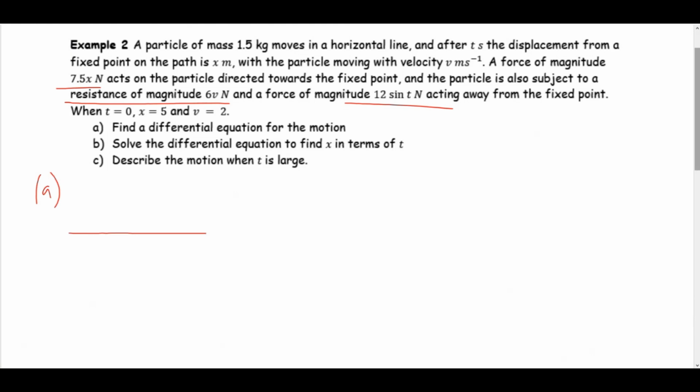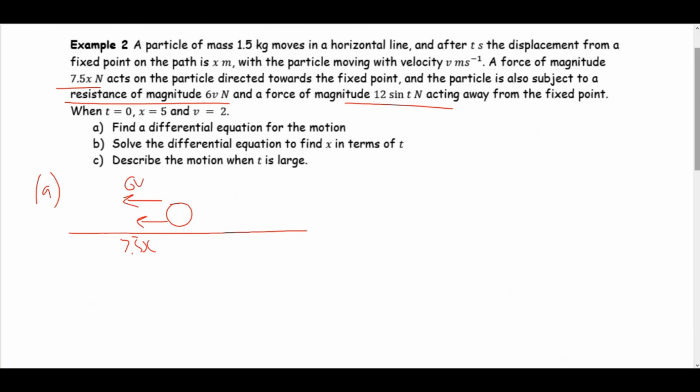So here is my situation. I have got my particle. The forces acting on it are as follows. So let's assume that it's to the right of the initial point of its displacement from some fixed point on the path. I've got a force of 7.5x driving it back towards that initial point.